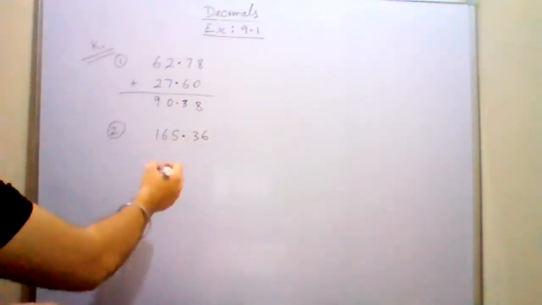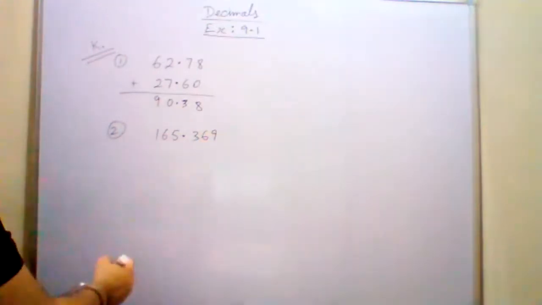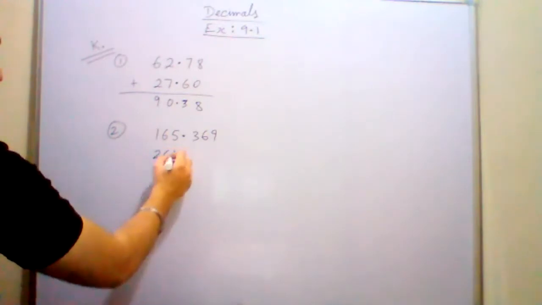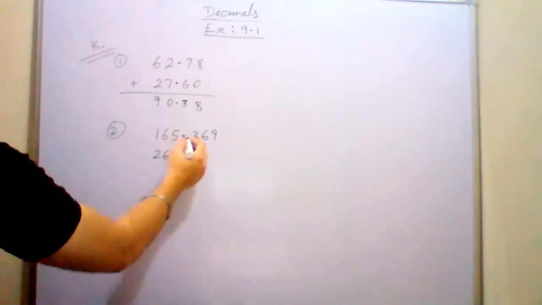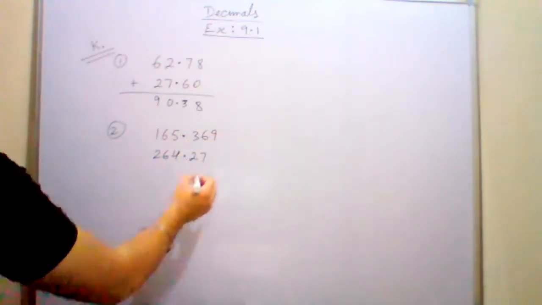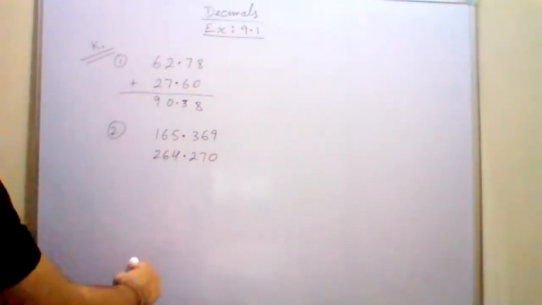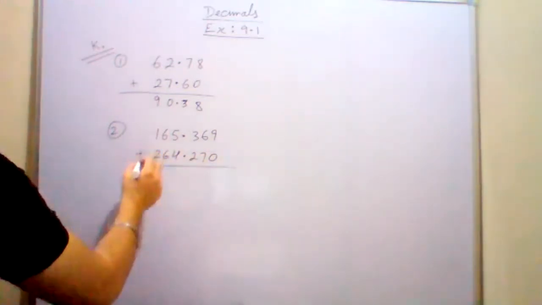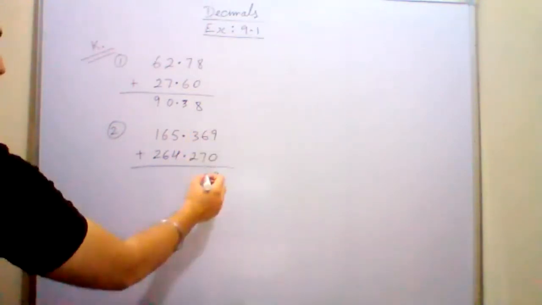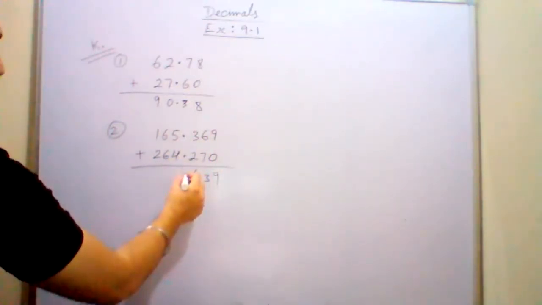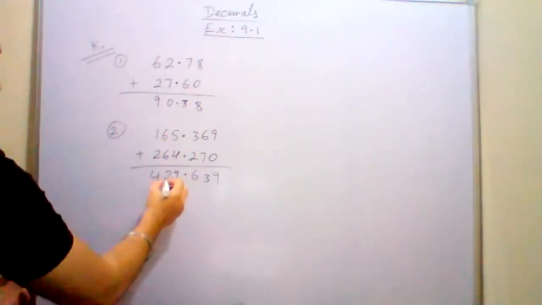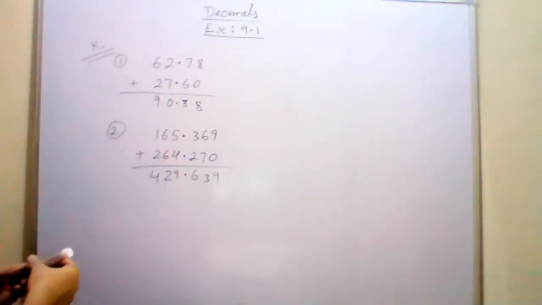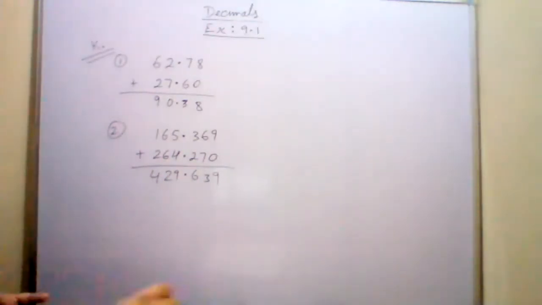165.369 and 264.27. Now, in the second number, there are only 2 digits. In the first number, there are 3 digits. So, in the second number, I am adding another 0. Now, you can add the numbers. 9316.9214. 429.639. Answer of the second one.